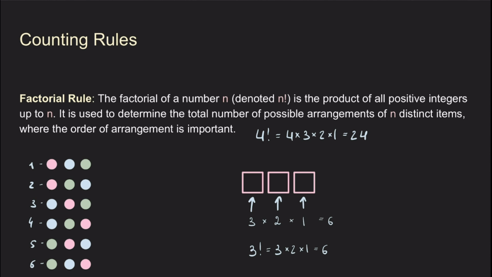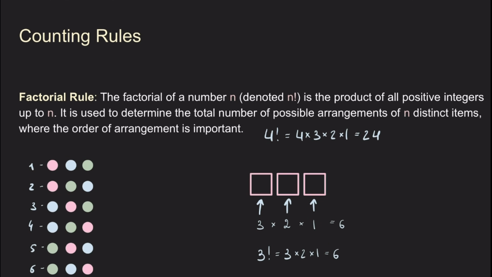Well, one possibility is red, blue, green. Another one is red, green, blue. Then blue, red, green, and blue, green, red, and finally green, red, blue, and green, blue, red. As you can see, none of them are repeating, and we have a total of 6 possibilities. So we have 3 balls and 6 outcomes.